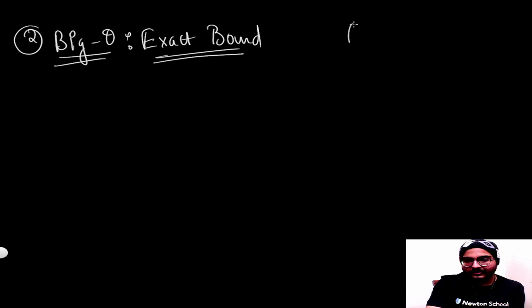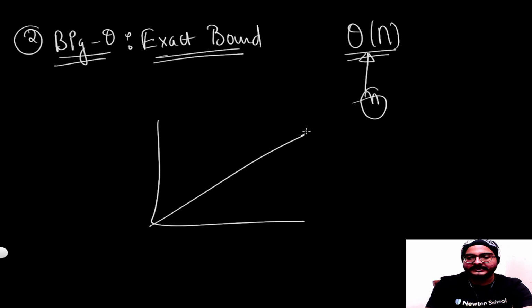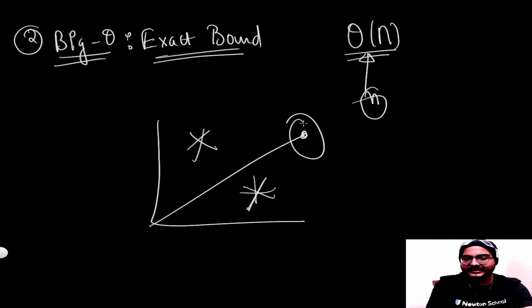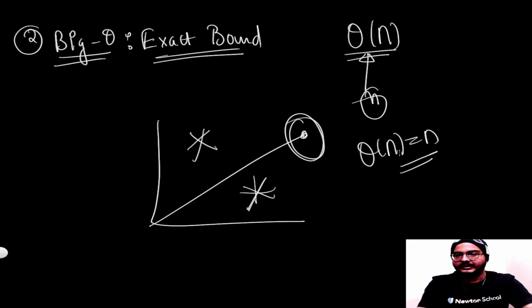If I write my complexity is theta of n, it means in the whole universe this will be the constant one, n only. If I say that this is the complexity, there is nothing in here, nothing in here, only this is my complexity. If I say theta of n, it means that it is n only. This is my exact bound, not lower than this, not upper than this. Okay.